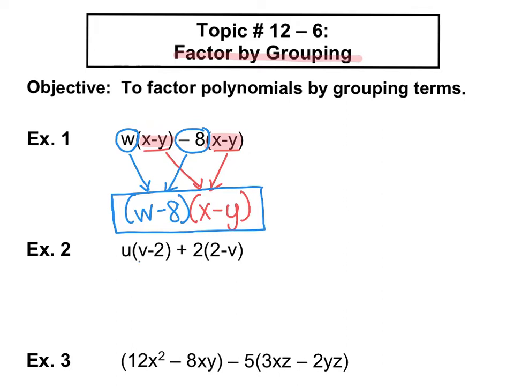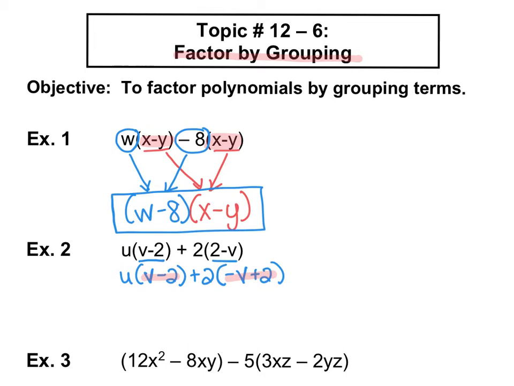So number two, we have v minus 2 and 2 minus v. Okay, so they are almost the same, except the signs are different. So I'm going to try rewriting that second one and see if we can come up with anything. I'm going to switch them around and say negative v plus 2. Okay, so let's go back and look. V minus 2, negative v plus 2. So we still have the signs backwards.